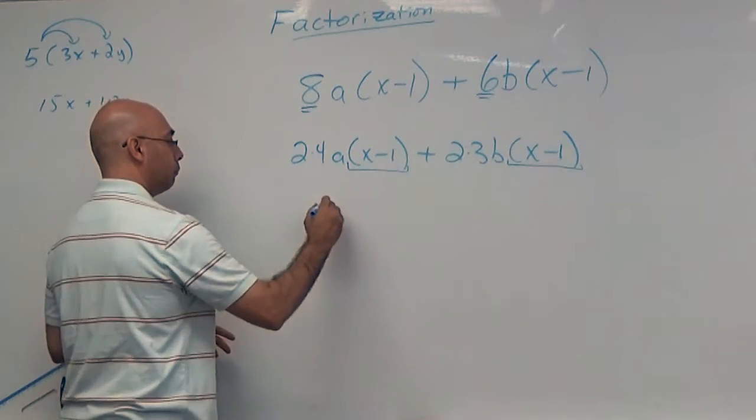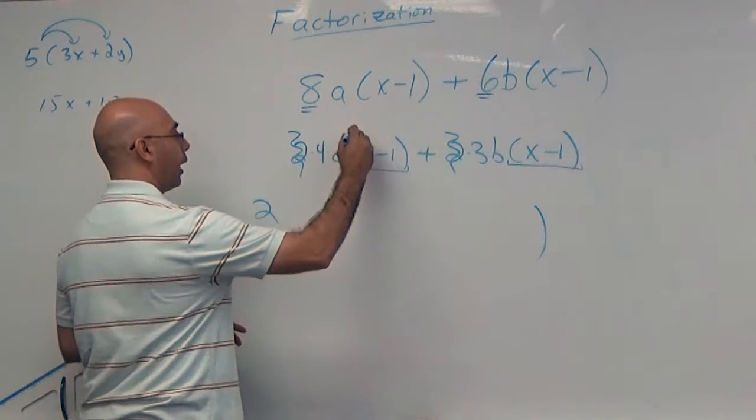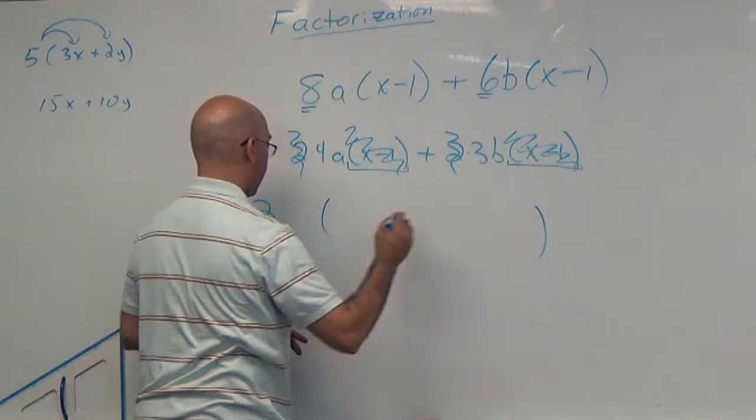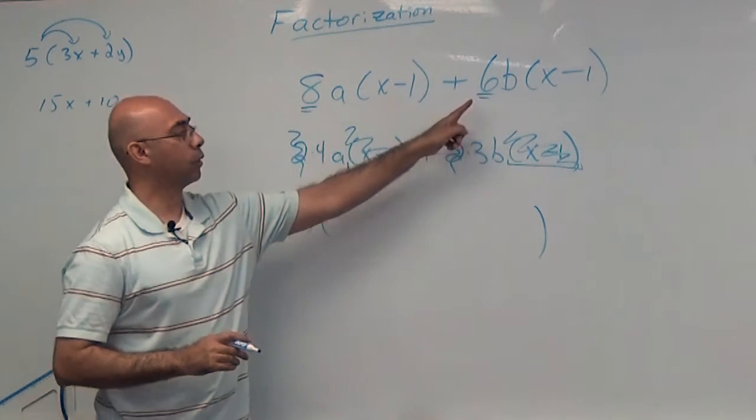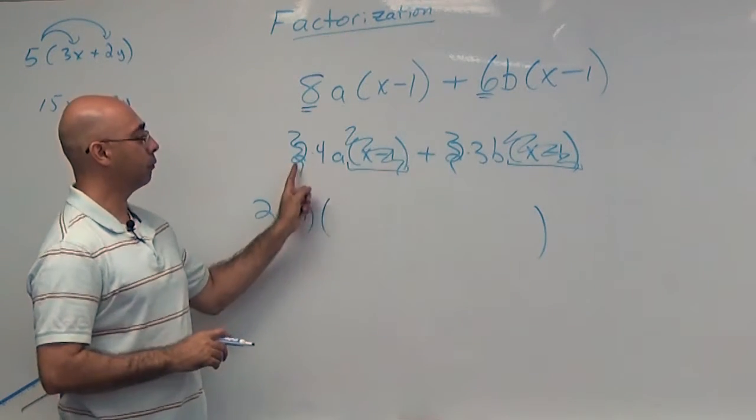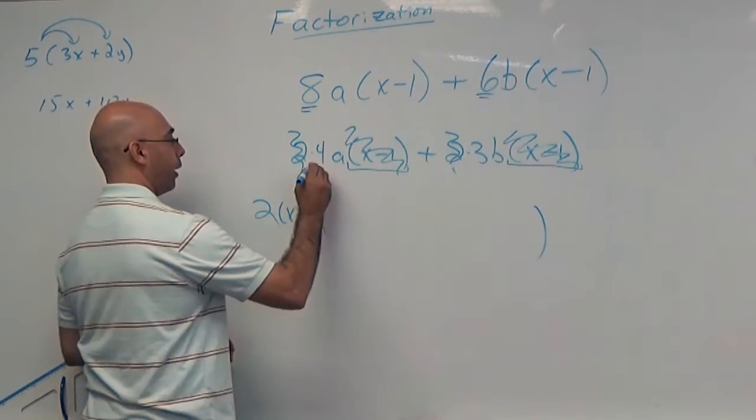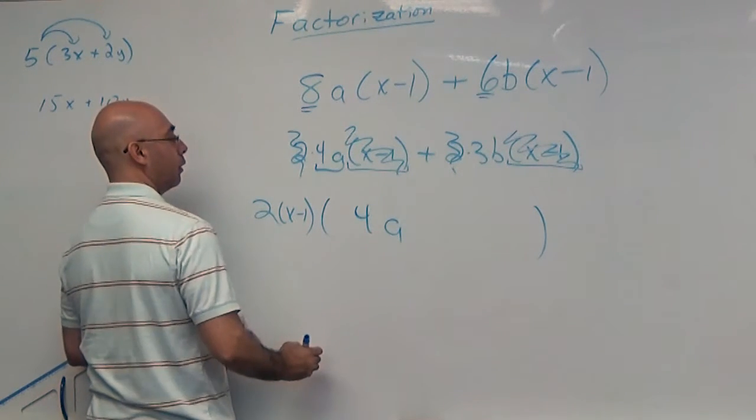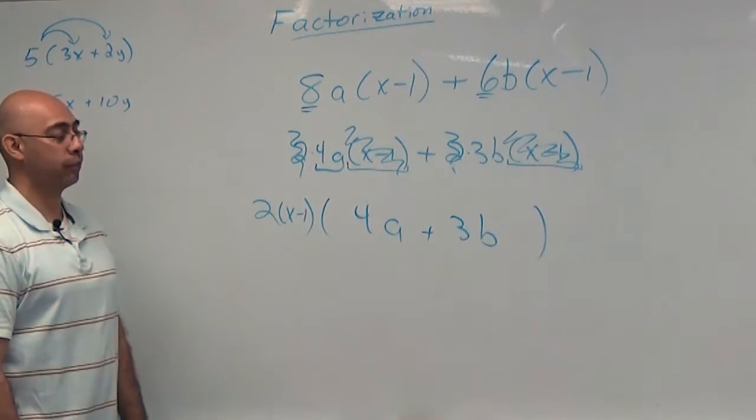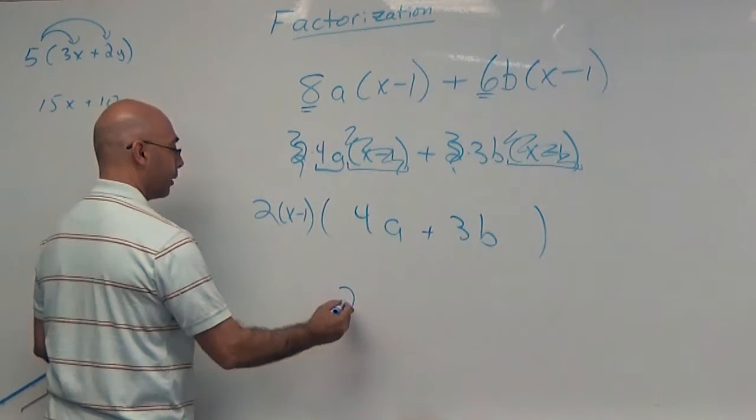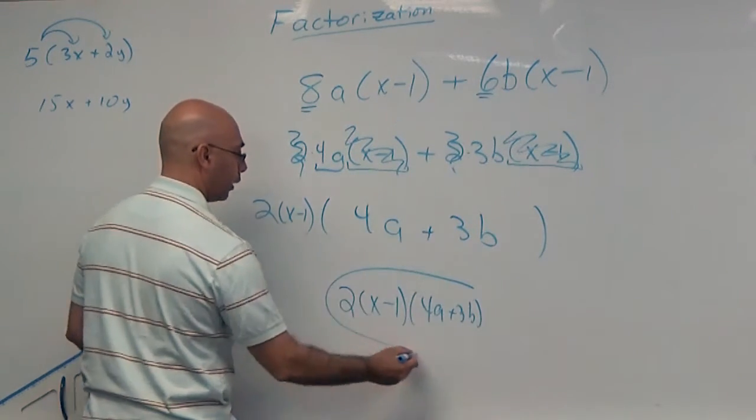So in this problem, I can pull out a 2, and I can pull out an x minus 1. Don't forget those parentheses. Where'd you get 2? What goes into both 8 and 6? 2. So I separated them. Now, what do I have left inside the parentheses? I have a 4a plus 3b. And that's it. It's factored. So if you want, rewrite it nicely. That is your final answer.